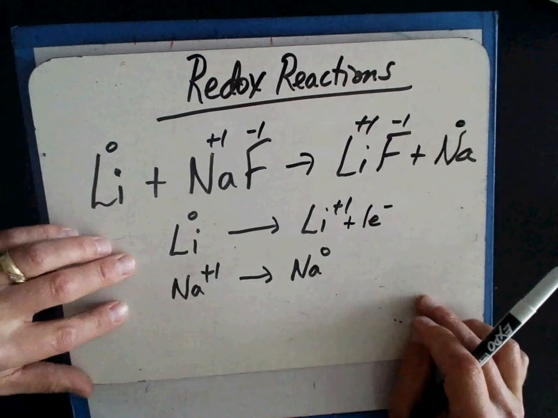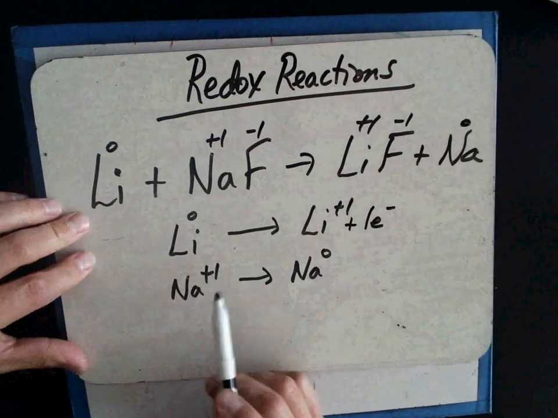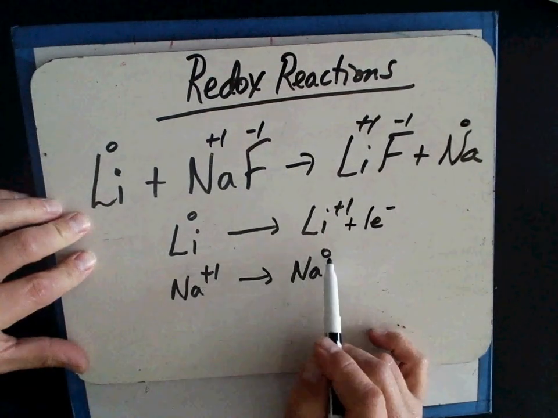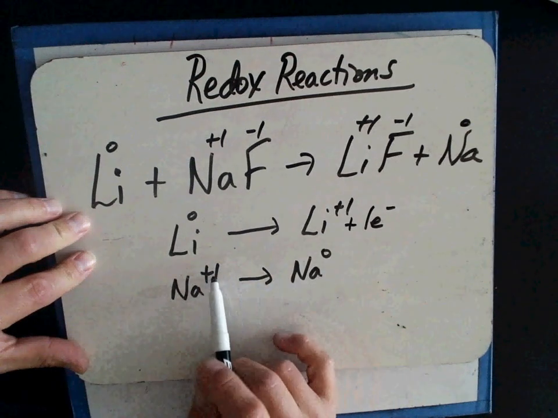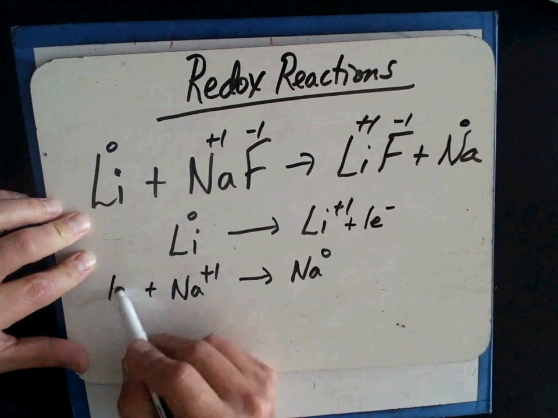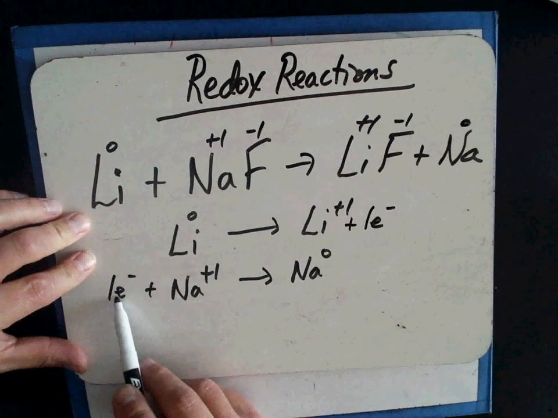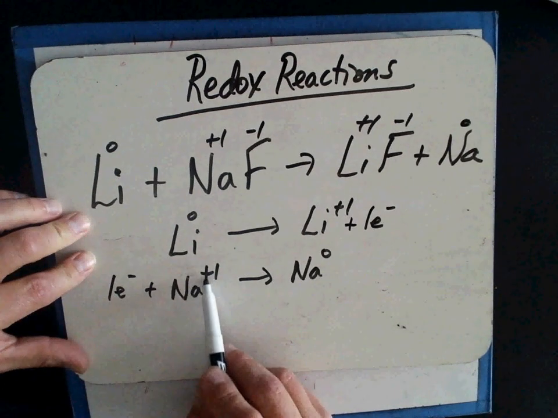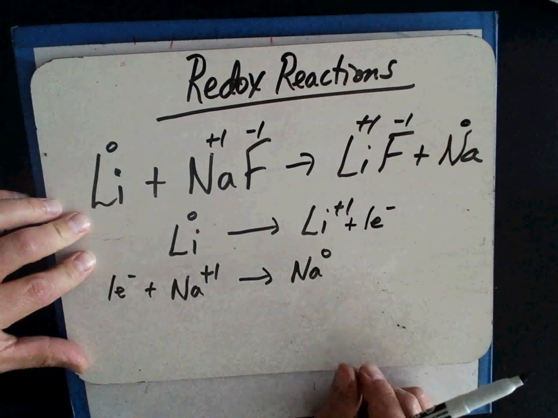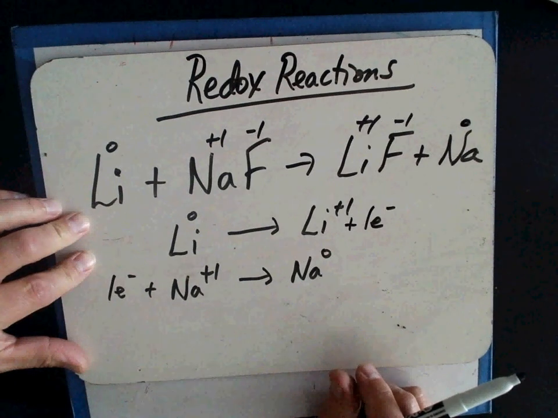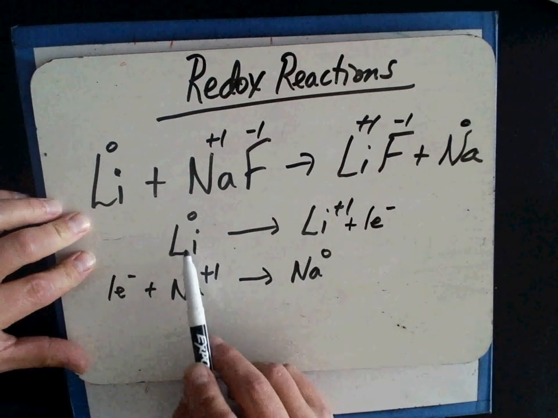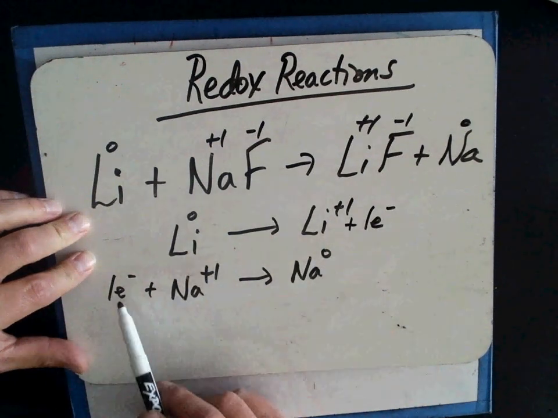Now, what happens with sodium with a +1 to get to a neutral charge? Well, quick math says if I had a -1, one electron, then that would become neutral. So I want you to notice what's happening. In this reaction, one is throwing away an electron and the other is gaining an electron.